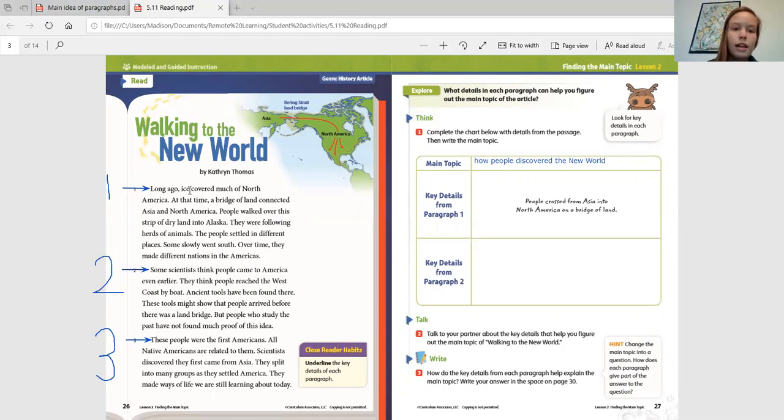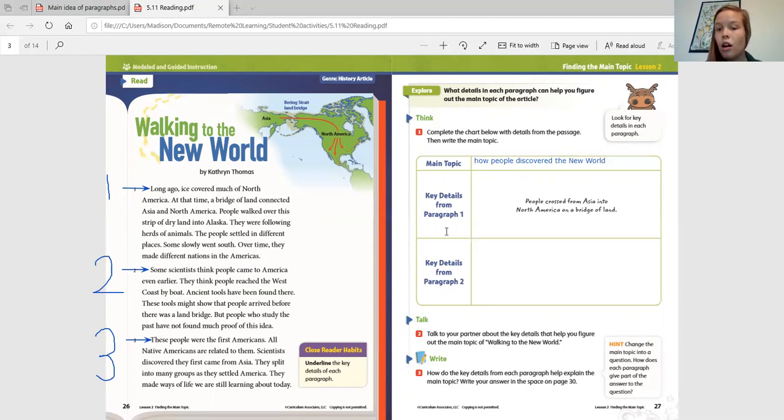Long ago, ice covered much of North America. At that time, a bridge of land connected Asia and North America. People walked over this strip of dry land into Alaska. They were following herds of animals. The people settled in different places. Some slowly went south. Over time, they made different nations in the Americas.